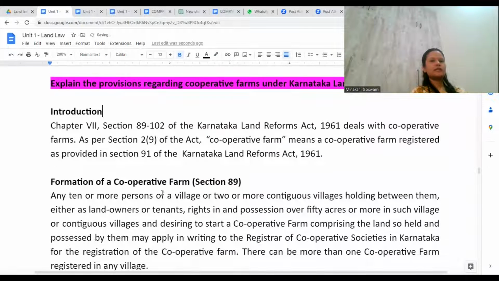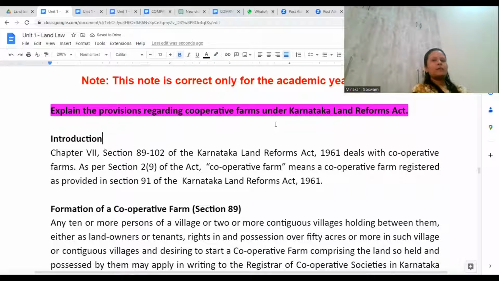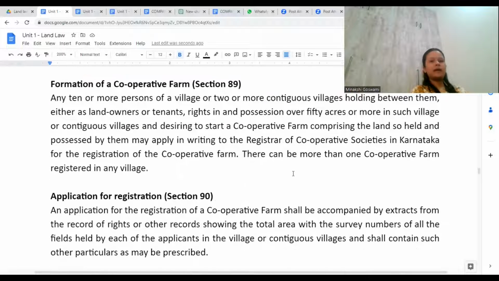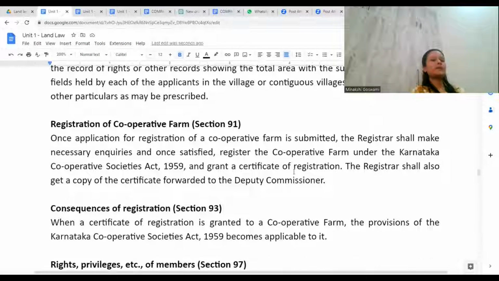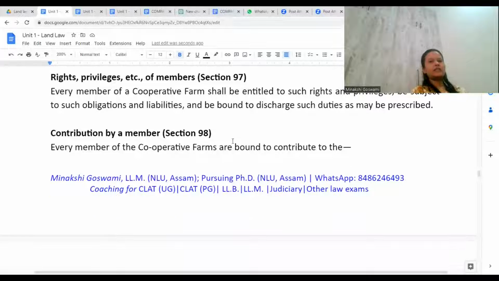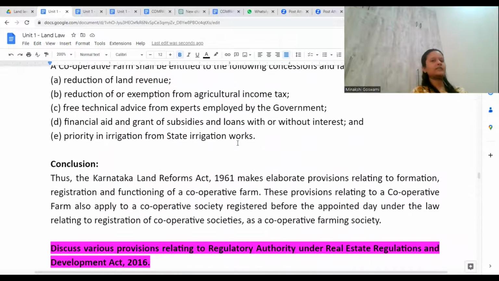So provisions relating to cooperative farms under the Karnataka Land Reforms Act. Like it is beneficial for both because the government is providing so many benefits, loans with lesser rate of interest, subsidies and all. People will also be interested. And because these cooperative farms are being established, that is going to ensure for the government also that people are more engaged in agricultural activities, which is beneficial for the state as a whole.